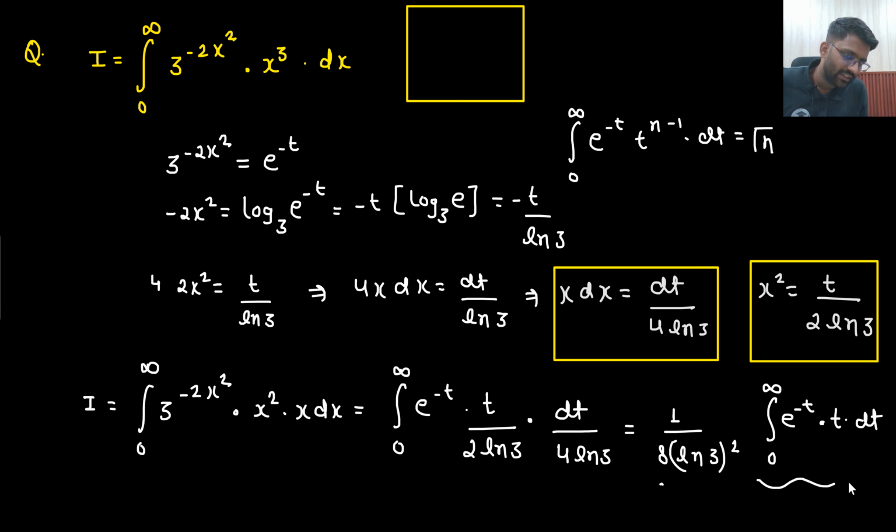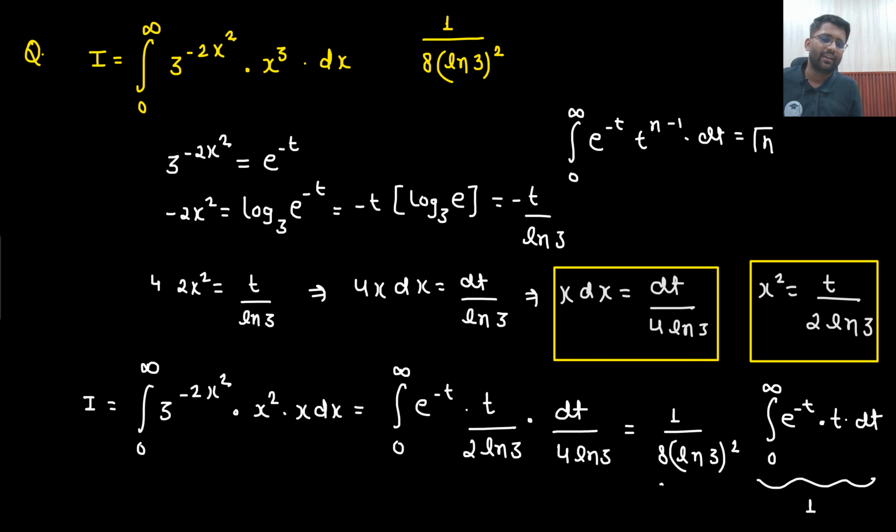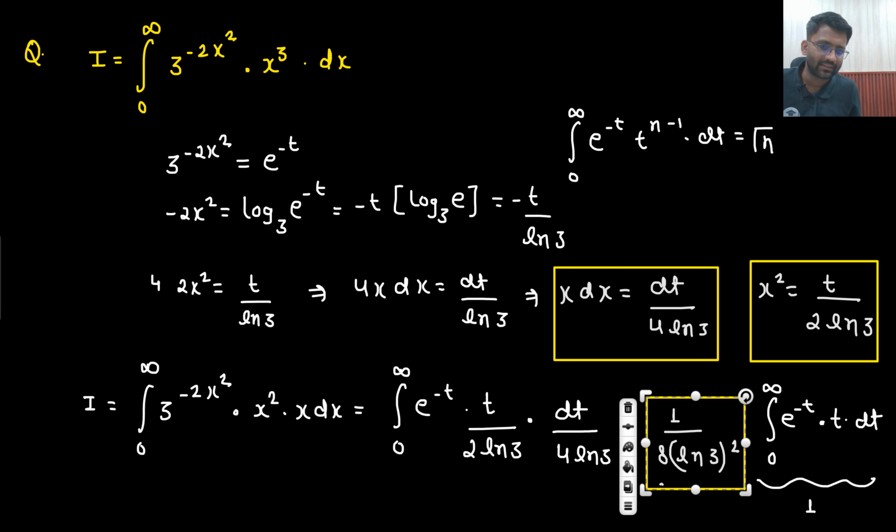Here if you solve this integration it will give you answer 1 only. So the answer is 1 by 8 ln 3 whole square. This will be the answer.